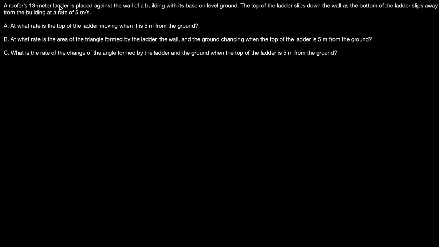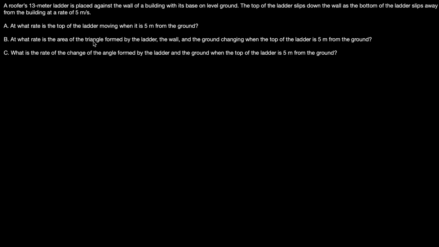A roofer's 13-meter ladder is placed against the wall of a building with its base on lower ground. The top of the ladder slips down the wall as the bottom of the ladder slips away from the building at a rate of 5 meters a second. At what rate is the top of the ladder moving when it's 5 meters from the ground?